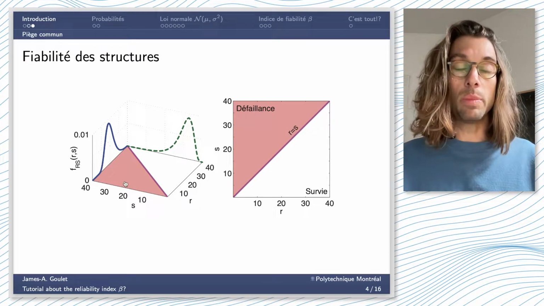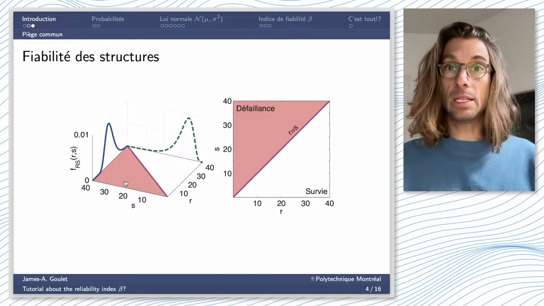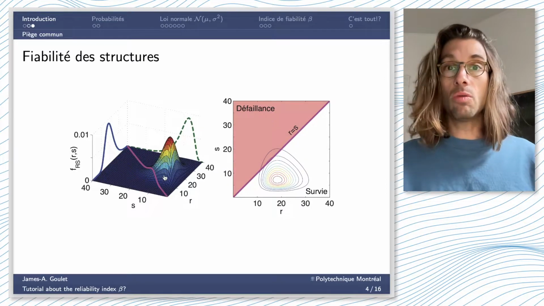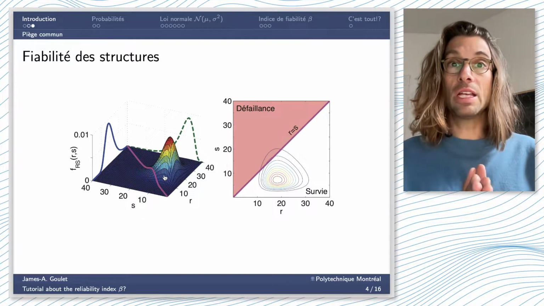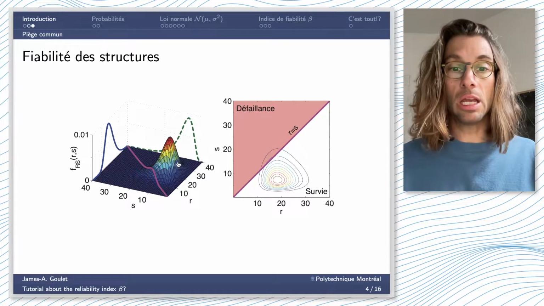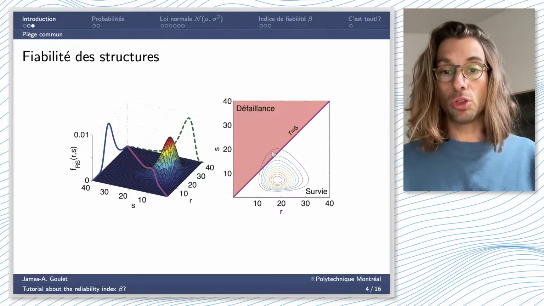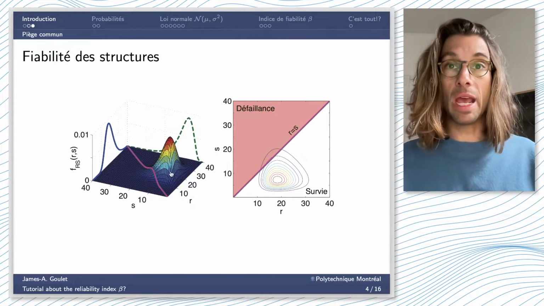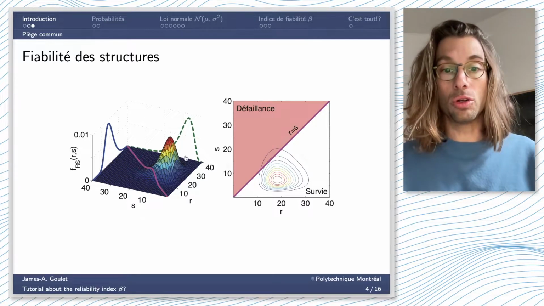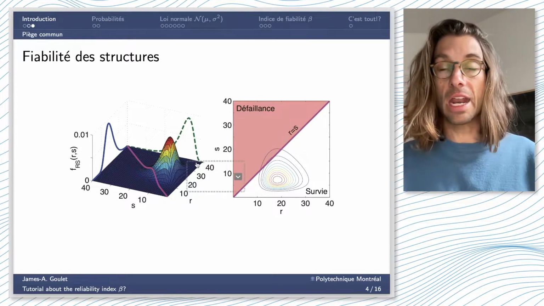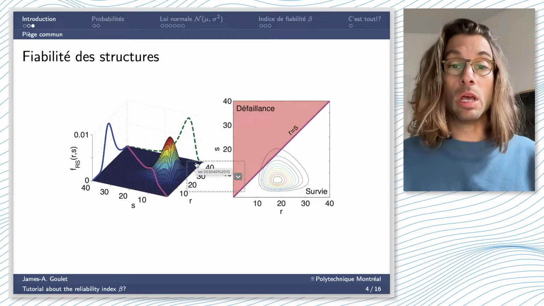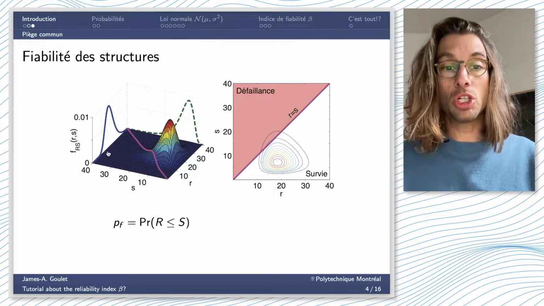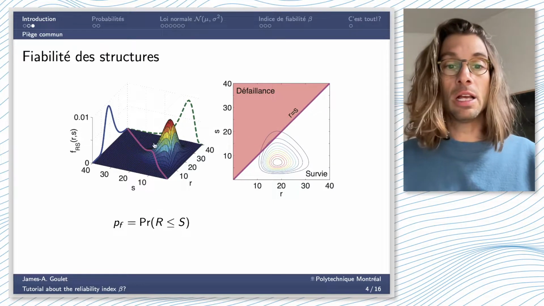Everything in pink here, or in pink here, is all the possible cases for which the solicitation is greater than the resistance. What we need to add on this graph is not only the marginal probability density, but the joint probability density, either represented through contours or through a surface, such that the probability content over the entire domain is 1: if I integrate under this surface over all possible values of S and R, I would obtain 1. If I want to compute my failure probability, so the probability that R is less than or equal to S, I need to integrate, but just over the domain that is in red here, which represents the failure domain.